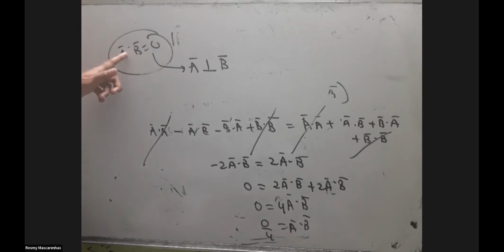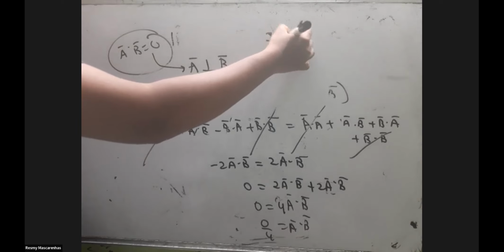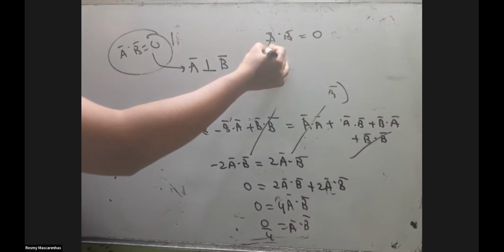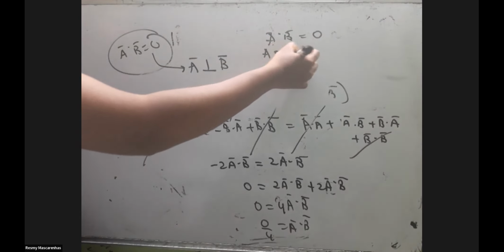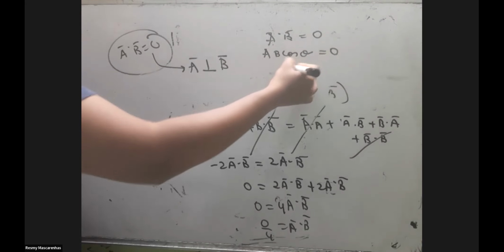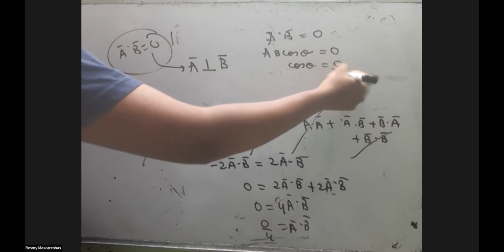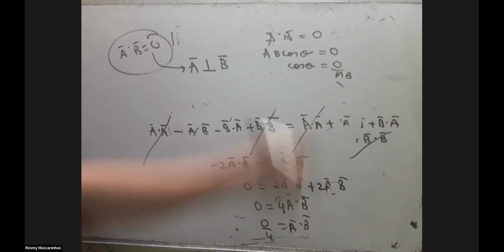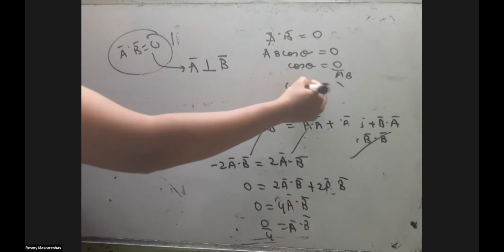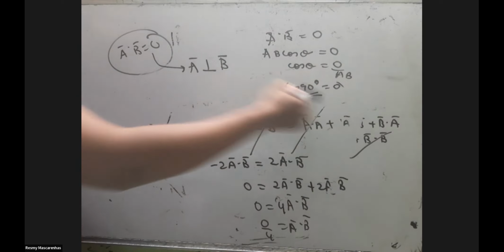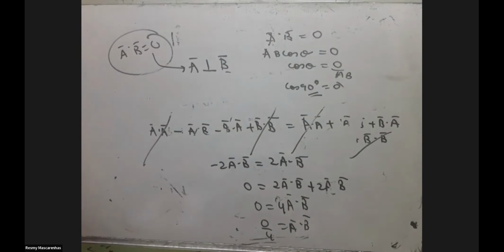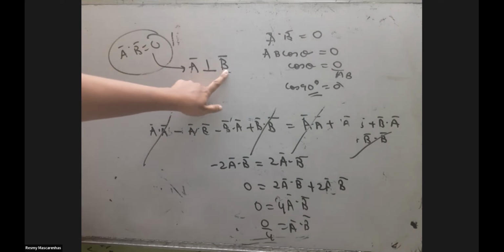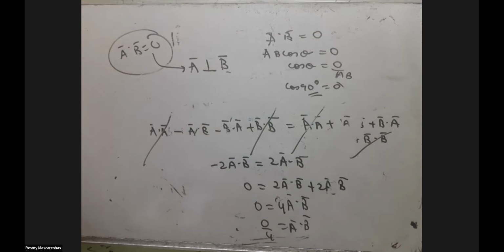How do we come to know? If A bar dot B bar is 0, what is the formula for A bar dot B bar? AB cos theta. So cos of 90 would give me 0. That's why the angle between A and B would be 90. So this is directly a condition. Whenever you have a dot product 0, they are perpendicular. Or you can read it the reverse way. If A bar is perpendicular to B bar, that means their dot product is 0.